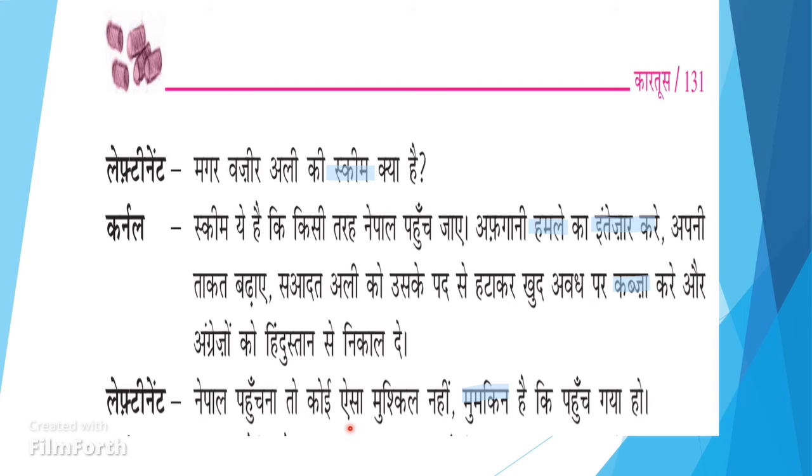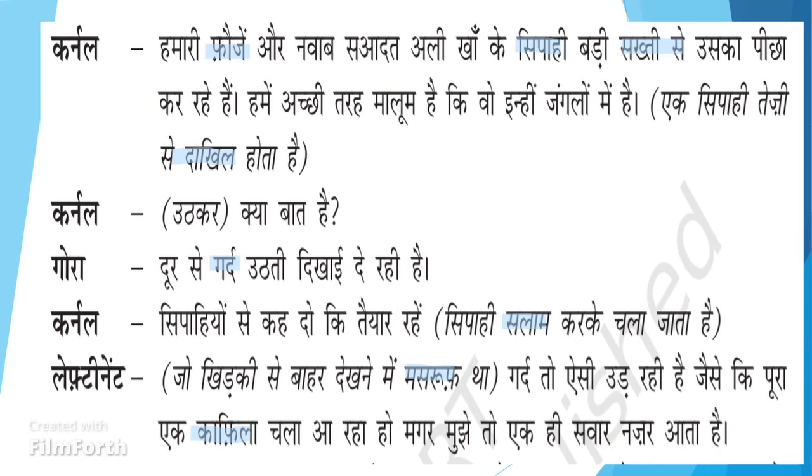लेफ्टिनेंट, नेपाल पहुंचना तो कोई ऐसा मुश्किल नहीं, मुमकिन है कि पहुंच गया हो. The lieutenant says, it's not very difficult to reach Nepal, right? Maybe it's possible that he has already reached Nepal. मुमकिन है means it's possible. कर्नल, हमारी फौजें और नवाब सआदत अली खान के सिपाही बड़ी सख्ती से उसका पीछा कर रहे हैं. Our army and Saadat Ali Khan's soldiers are following him very strongly. फौजी means army, सिपाही means soldiers. हमें अच्छी तरह मालूम है कि वो इन्हीं जंगलों में है. We know very well that he is in these jungles, the jungles of Gorakhpur.